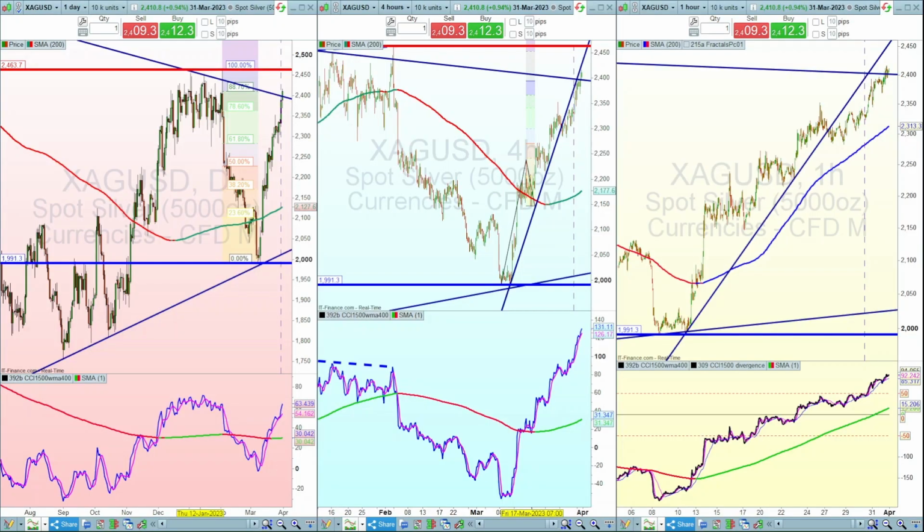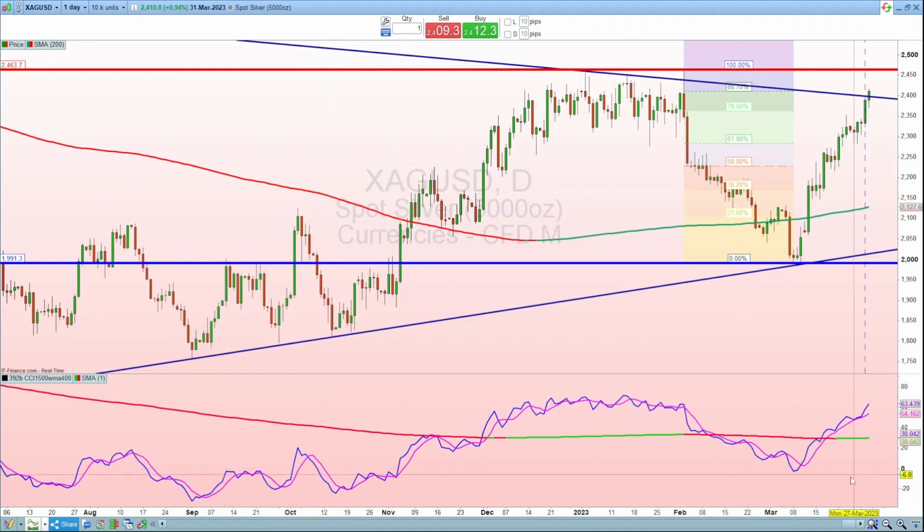Today is April 1st, 2023. This is the spot silver price update. First off, we're looking at the daily, the 4 hourly and the hourly, and just looking at the CCI 1500 with a moving average 400. You can see here on all time frames, we're in a bullish momentum. So potentially taking long trades only and avoiding short trades. Let's drill down on each of these to see how these time frames are behaving.